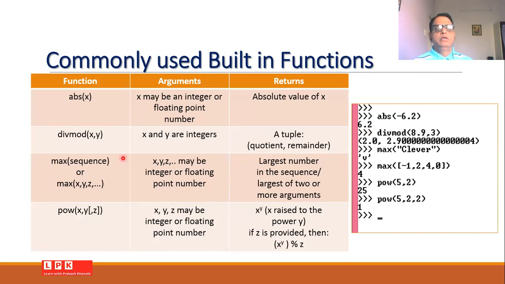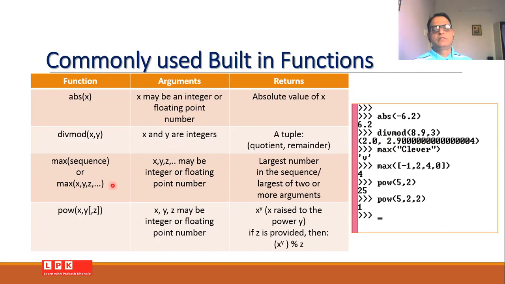Another function is division module, divmod(x, y), where x and y are integers. This function will return us a tuple, which will consist of a quotient and a remainder. So if I write the function divmod and give the parameters 8.9, 3, then I will get the quotient as 2.0 and the remainder as 2.9.